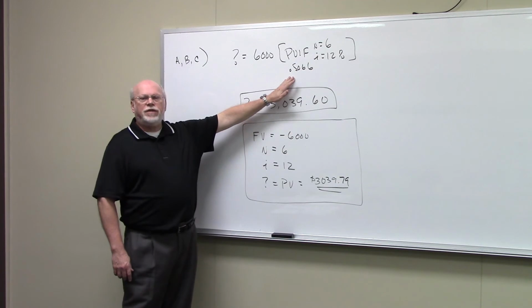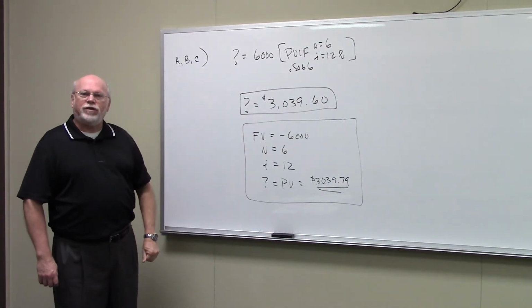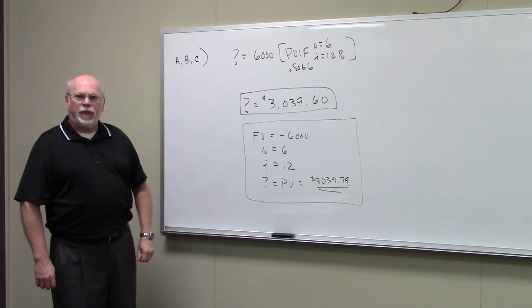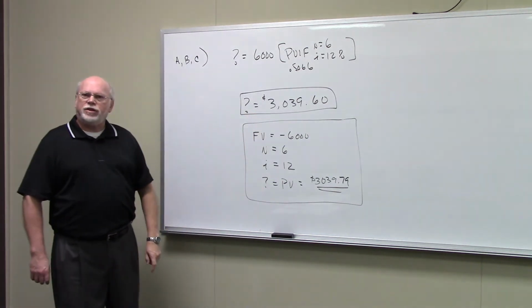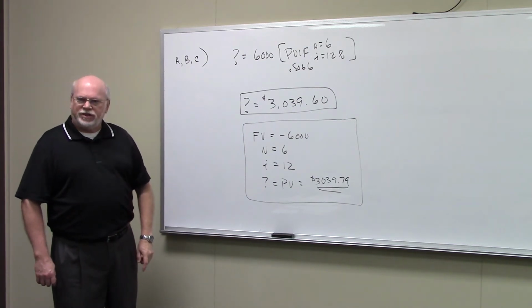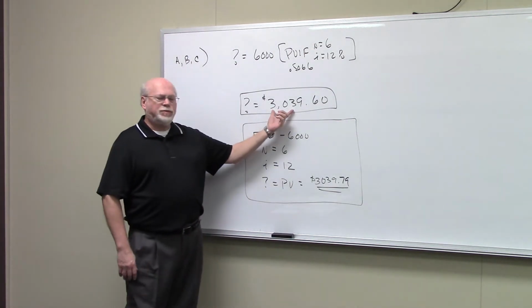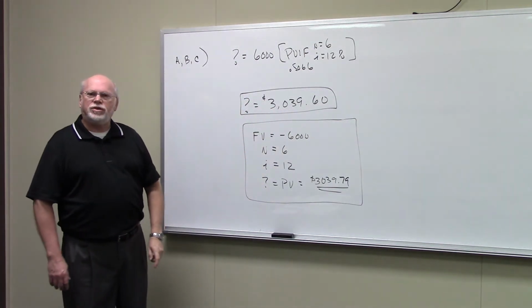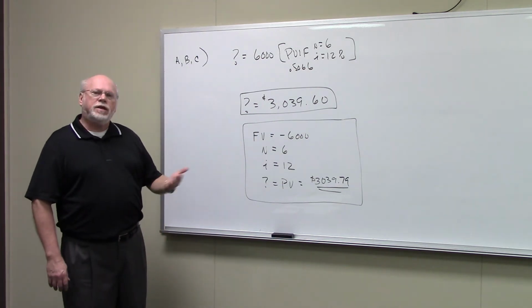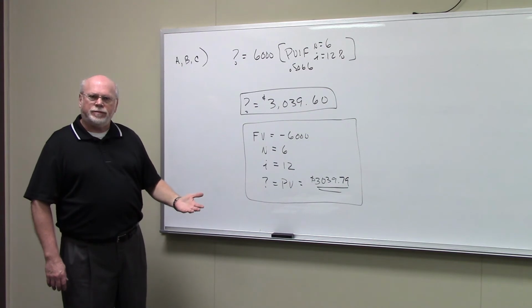If you look up your PVIF at 6 and 12%, you'll find an interest factor of 0.5066. Multiply that by $6,000, and you get $3,039.60. To answer one of these questions, if you put this much money in the bank today, and it earns 12% interest every year for 6 years, 6 years from now, you'll have exactly $6,000.